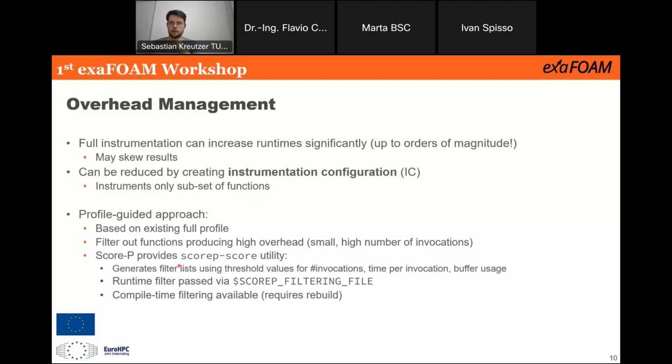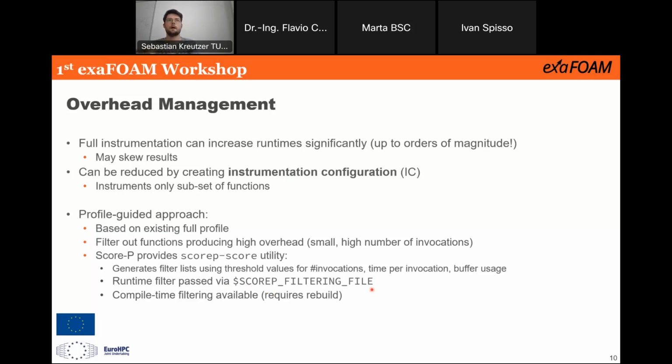For ScoreP, there's this ScoreP score utility, which can automatically generate a filter list based on threshold values for the number of invocations, the time per invocation, and percent of buffer used for each function. And you can then pass this filter file into ScoreP at runtime via the ScoreP filtering file variable. And when you then redo the measurements, ScoreP will ignore these functions.